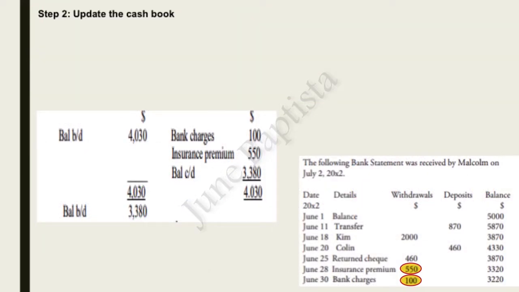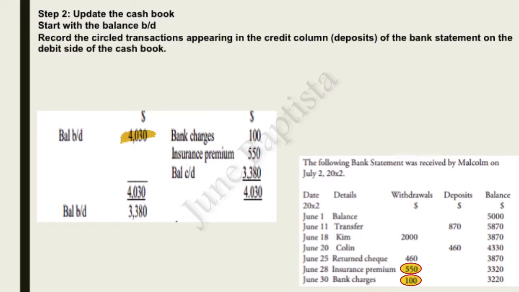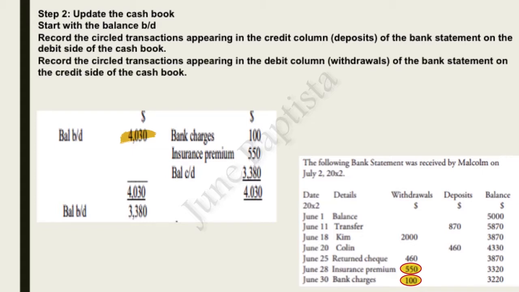Step 2. Update the cash book. Start with the balance brought down, $4,030. This is the old balance brought down. Record the circled transactions appearing in the credit column or deposits of the bank statement on the debit side of the cash book. There aren't any here. Record the circled transactions appearing in the debit column or withdrawals of the bank statement on the credit side of the cash book. $550 insurance premium, $100 bank charges.